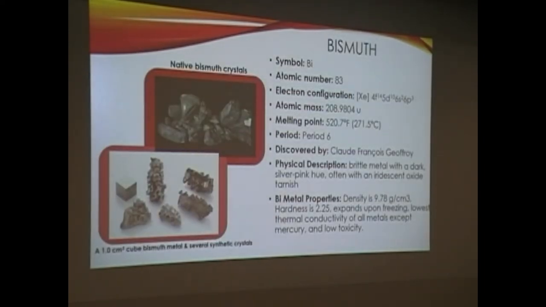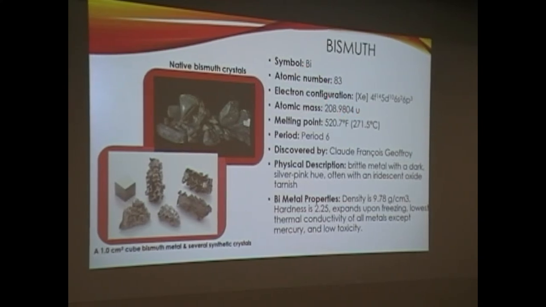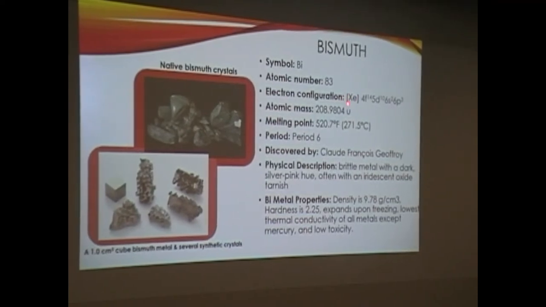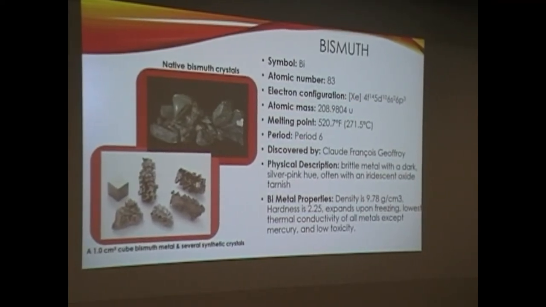Now, this is a couple of images. You can actually find examples of the metal. And these are a cube of it, 1 cubic centimeter. Its symbol is Bi, and it has a simple electronic structure. Xenon is the inner structure, and this matches the properties of the outer shell. The melting point is only 520 Fahrenheit, or 273 Celsius, which is very low for a metal.